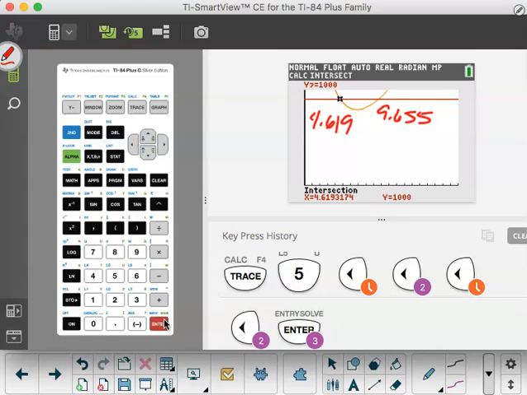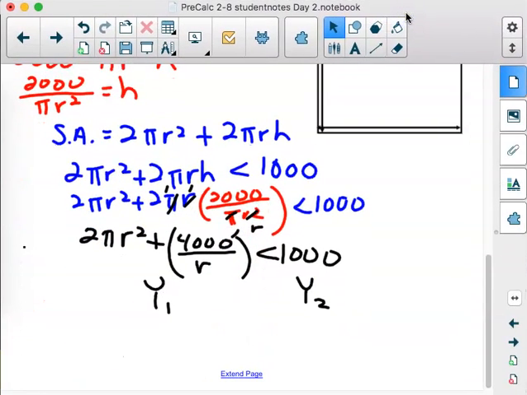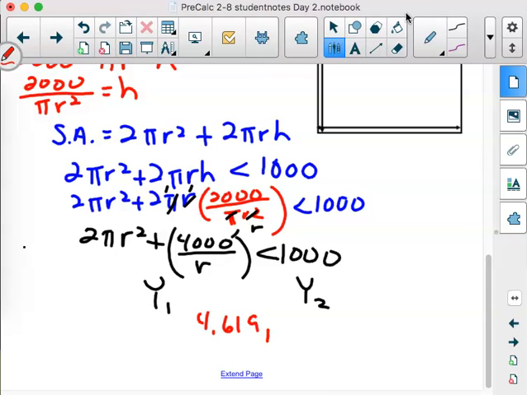And this one said that we want it to be less than 1,000 square centimeters. So here's our 1,000. We think about how that's below. So let's see if we can give them an answer here. So from 4.619 to 9.655.